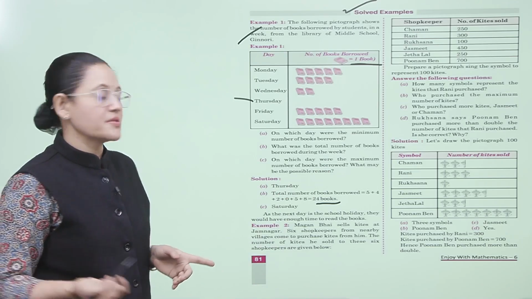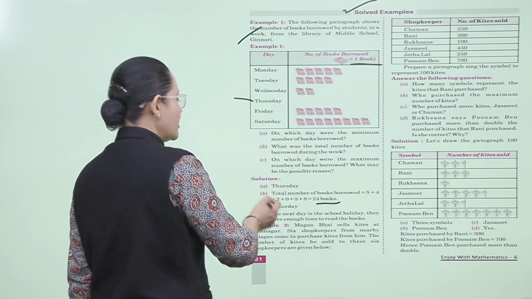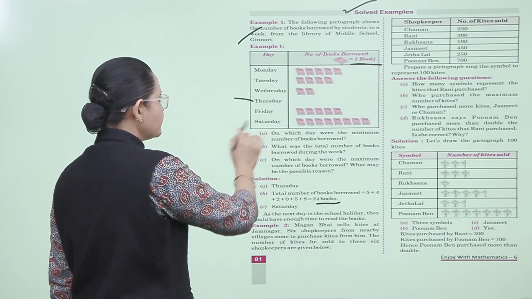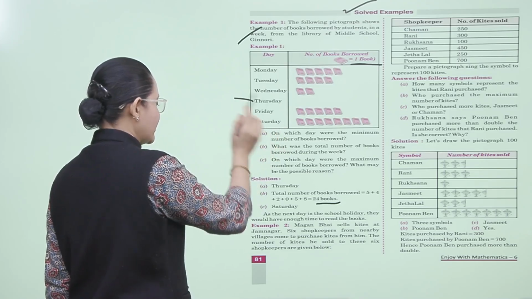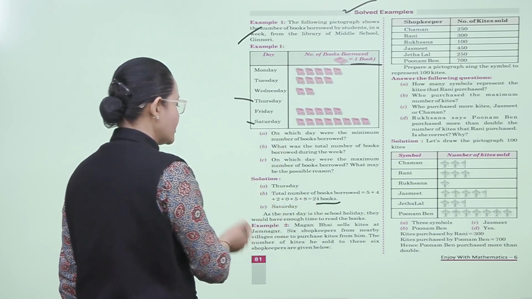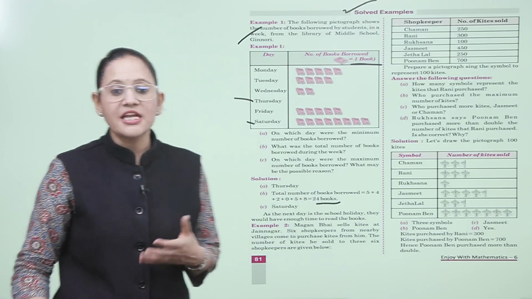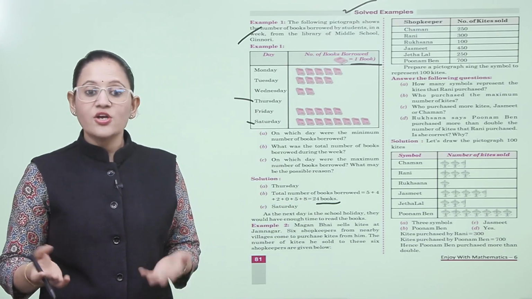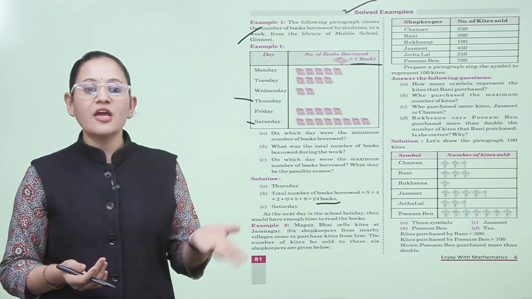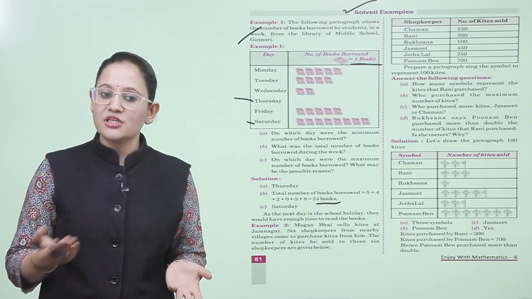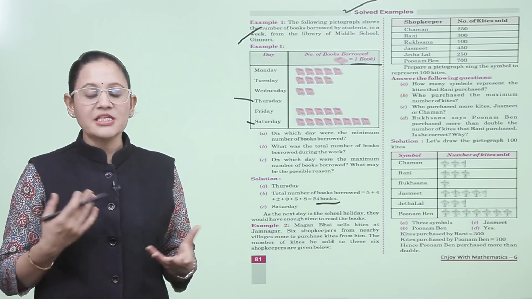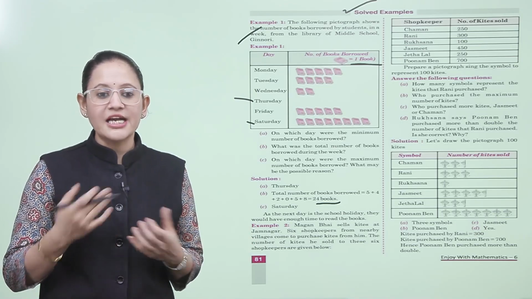On which day were the maximum number of books borrowed? What may be the possible reason? So, the maximum number of books were borrowed on Saturday, 8 books. Clear? Because the next day is Sunday, a school holiday, they would have time to enjoy reading the books. That's why the maximum number of books were borrowed on Saturday.